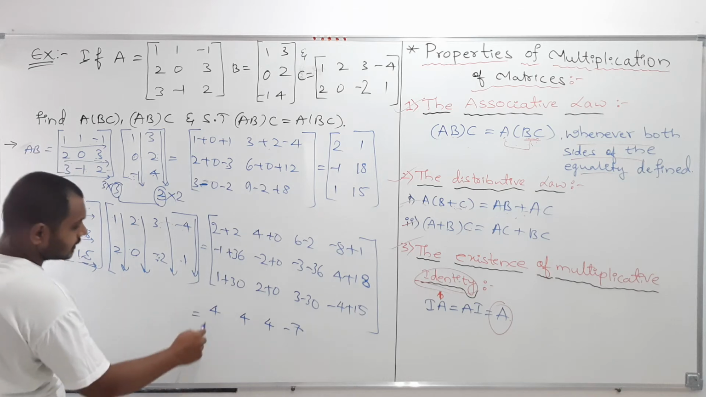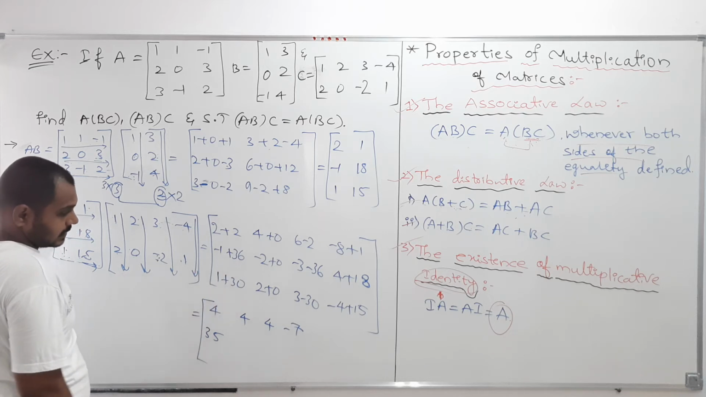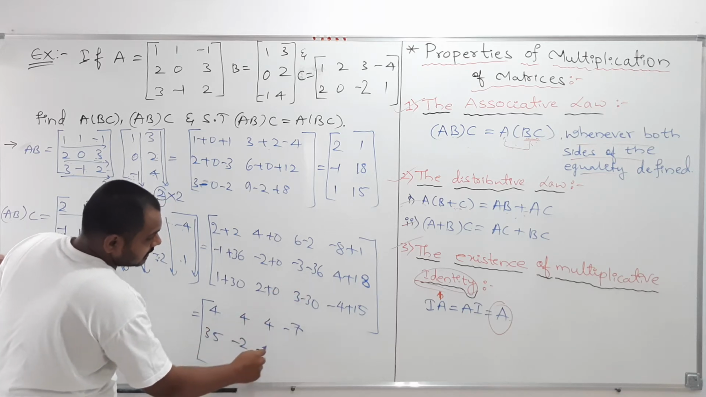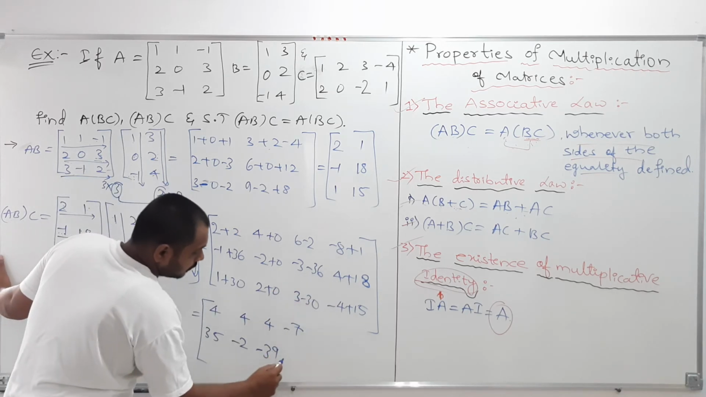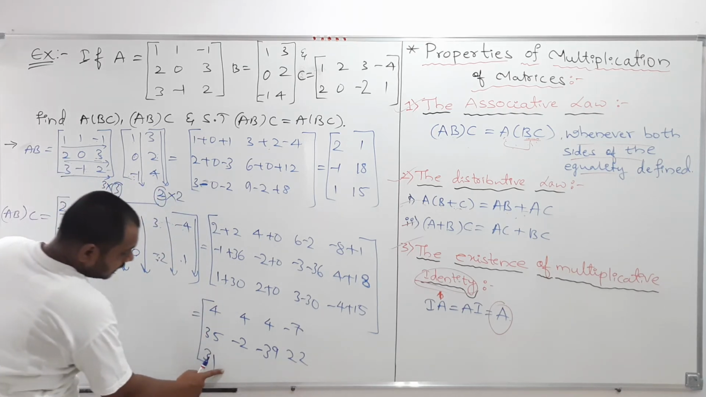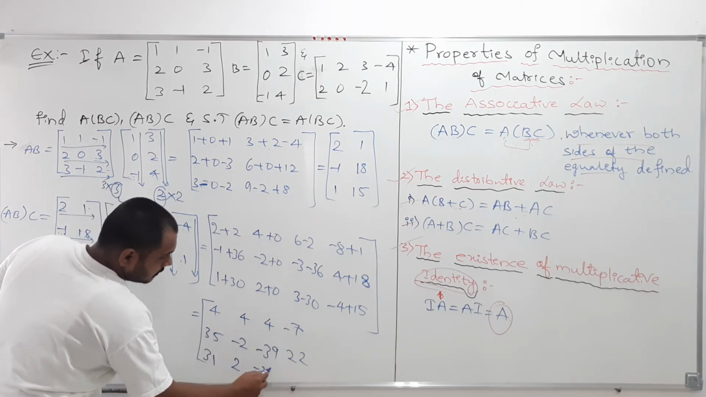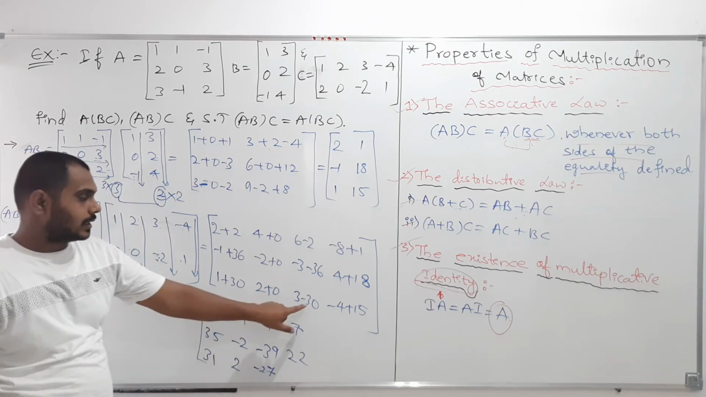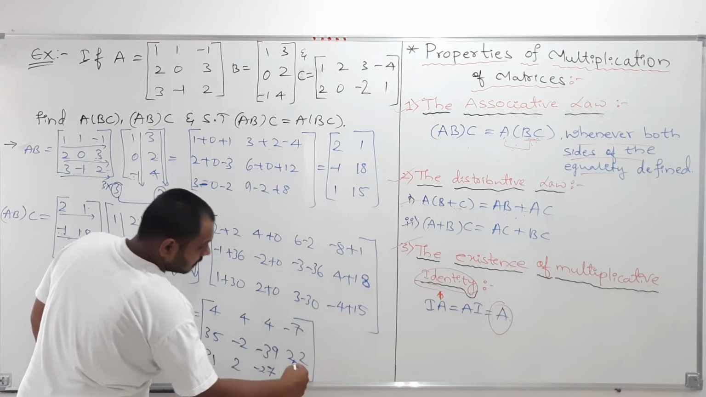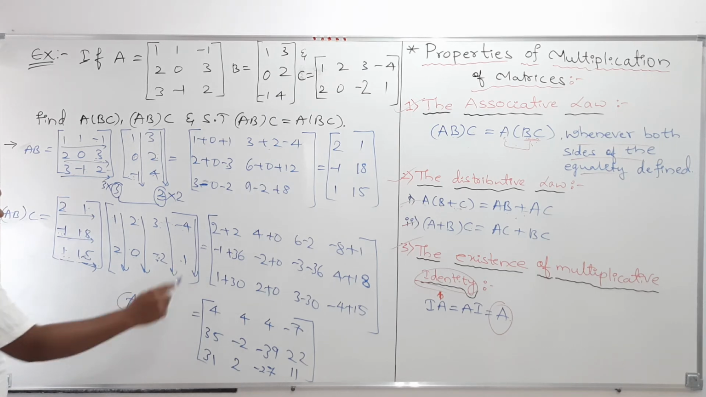Clear? And next, my dear students, here it is 36 minus 1 is 35, minus 2 plus 0 is minus 2, minus of 36 plus 3 is 39, and 18 plus 4 is 22. Clear? Next, 30 plus 1 is 31, and next 2 plus 0 is 2, minus 30 minus 27. 30 minus 3 is minus 27, and next 15 minus 4 is 11. Clear? So therefore this is your AB into C value.